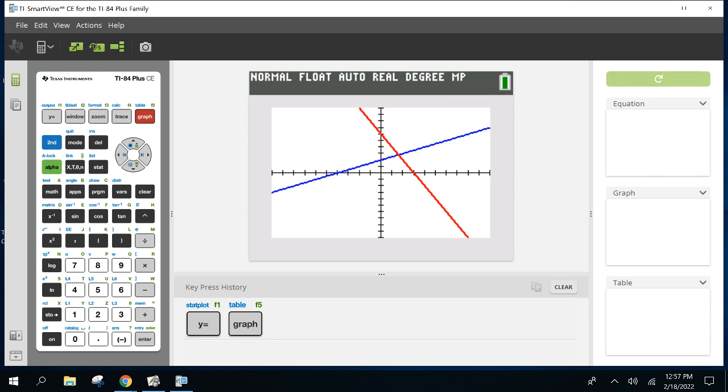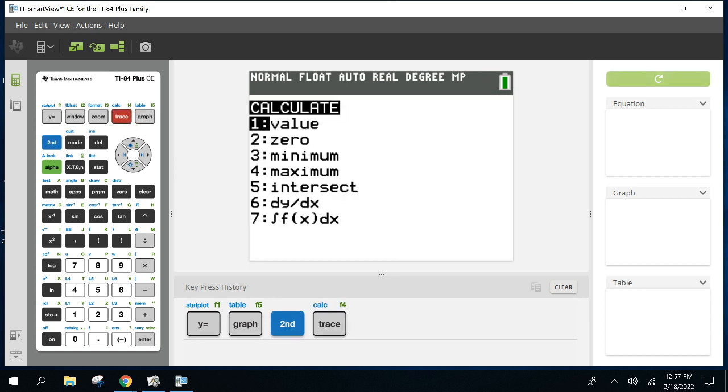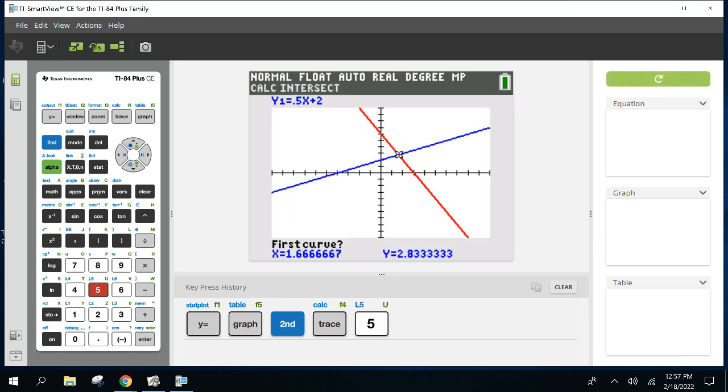I go to second trace. Everyone see calculate? Second trace. Look at my menu. What do you think I want? Intersect. Yep, number 5. And then a little creepy spider will come up on your screen somewhere. You use your right and left arrow keys on your calculator to get it on the point of intersection.